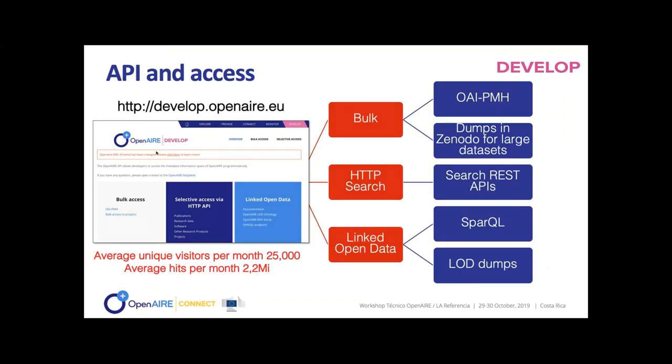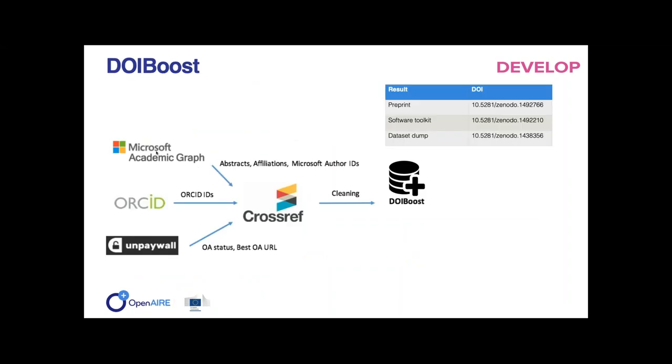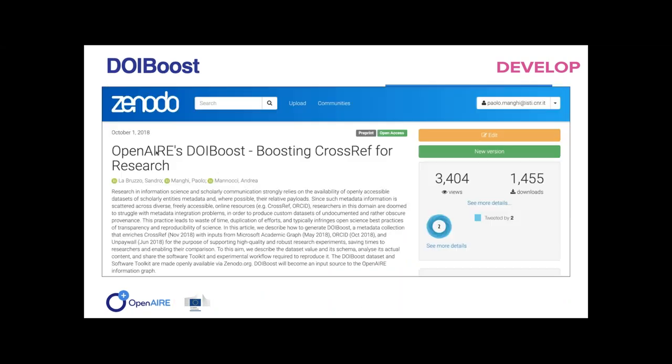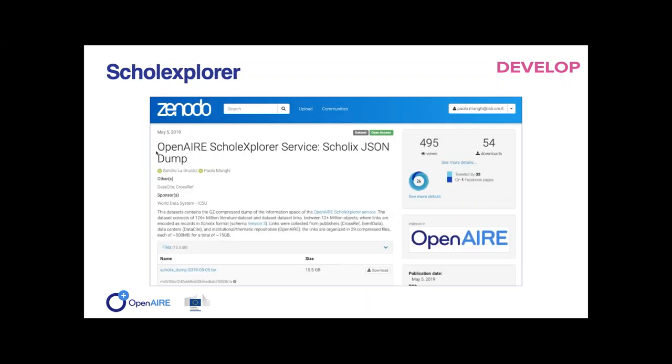How to access services. So we have develop.openaire.eu. From there, you'll be able to download the data or query the graph according to different protocols. We are in the process of publishing the whole dump of the beta graph. So in the next month, this should be available. These are quite standard ways of accessing services, so should you find it not easy, please refer to us. DOI Boost is what I mentioned before. You can find it on Zenodo online, and the same for Scholar Explorer.